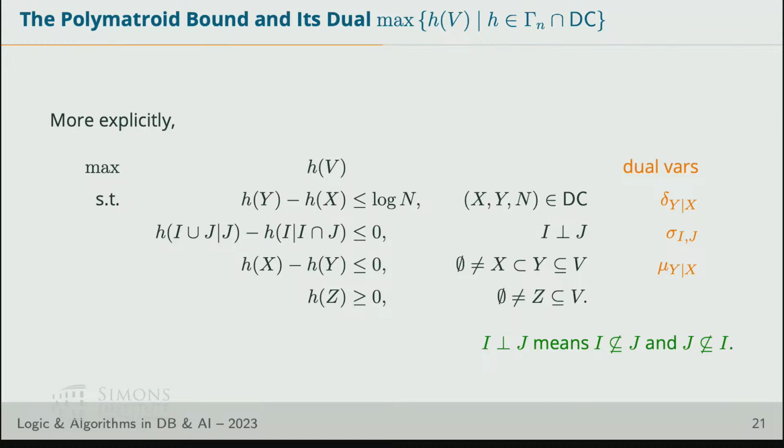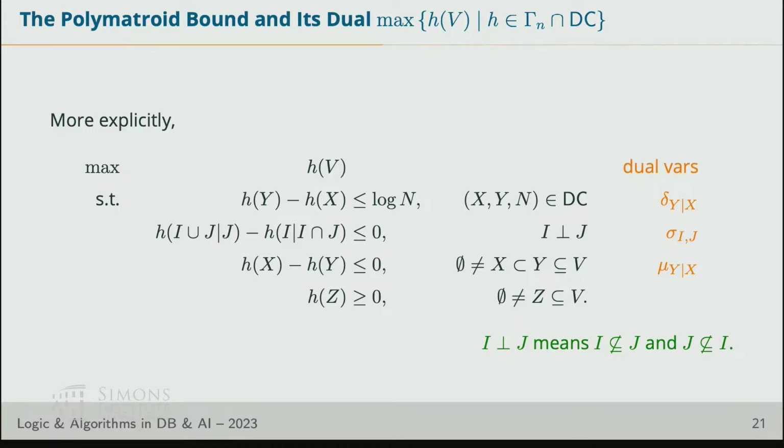So that's this constraint. And then the next one is monotonicity. It says that h of x is less than h of y if x is a subset of y. So obviously the degree of uncertainty when you have more variables is going to be more than the degree of uncertainty when you have less variables. So that's what this means. And then entropy is non-negative.